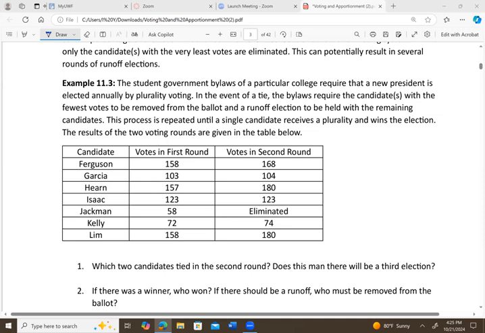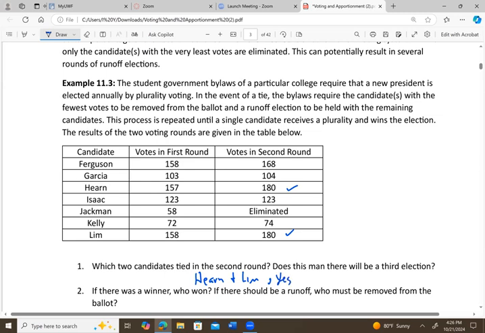So here we have the results of two voting rounds in the table below. Which two candidates tied in the second round? Well, let's see. I have 180, 180. So that is Fern and Lim. Does this mean there will be a third election?